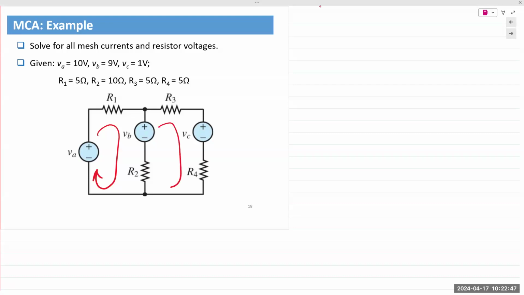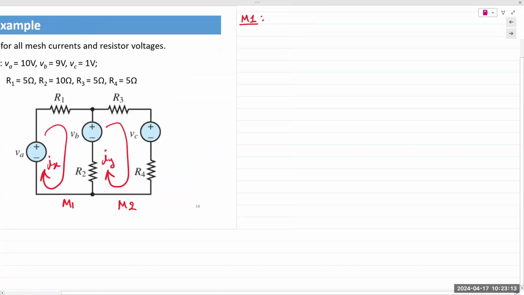2 mesh currents. I'm going to choose both in a clockwise direction. I'm going to call the one on the left IX. This one is IY. Label this as mesh 1 and the one on the right as mesh 2. So I'm going to begin with drawing out mesh 1. In mesh 1, I have, make this larger.